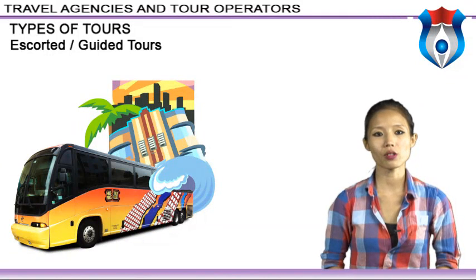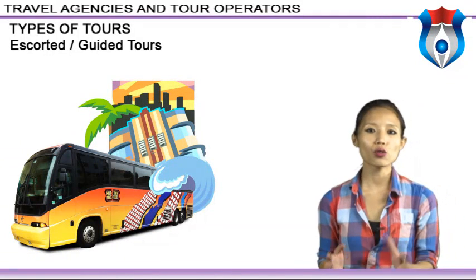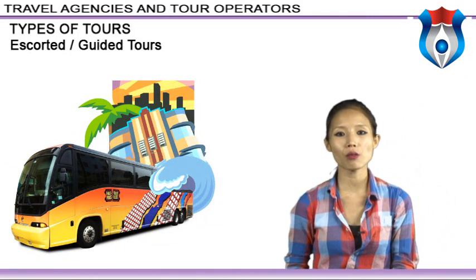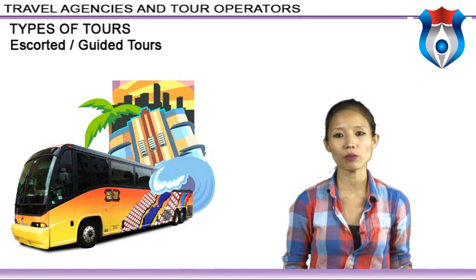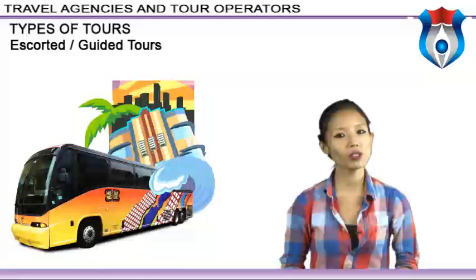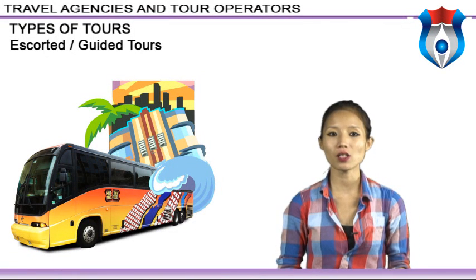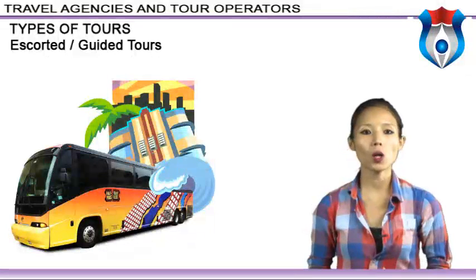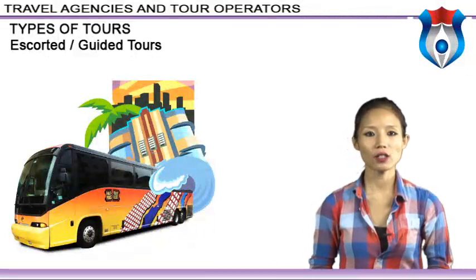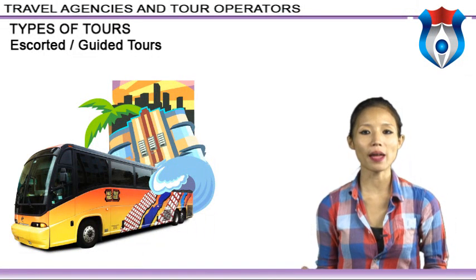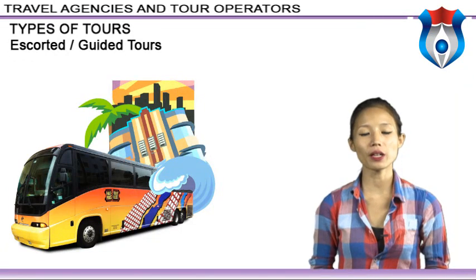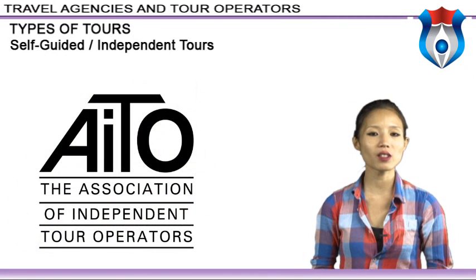Escorted or guided tours. On an escorted tour, the tour operator plans the itinerary and provides a guide who takes you to each sightseeing destination and tells you something about it. The tour price usually includes most expenses, but you may be asked to pay for certain items such as souvenirs, alcoholic beverages, side trips such as a round of golf, and meals eaten during free time.